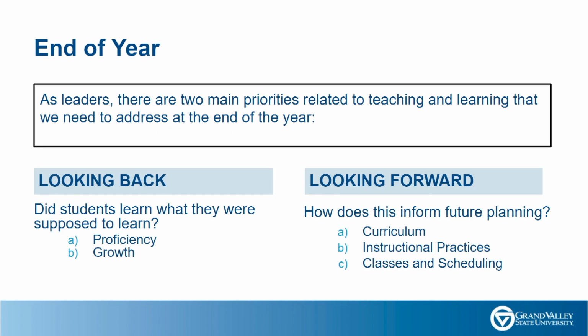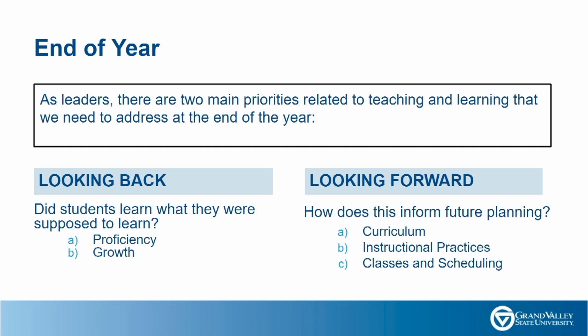and coach teachers. So as I already said, we have 2 big priorities as school leaders at the end of the year related to teaching and learning. Obviously, there's a lot happening at the end of a school year, but with regards to academics and learning, we're simultaneously looking back while also looking forward. In terms of looking back over the course of the year, did students learn what they were supposed to learn? How are they performing in terms of proficiency, and how much did they grow?